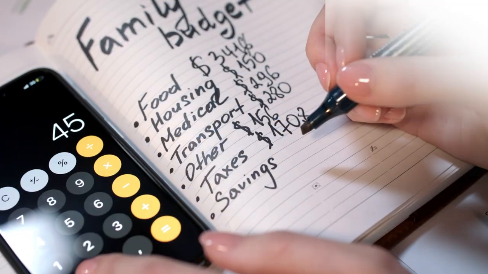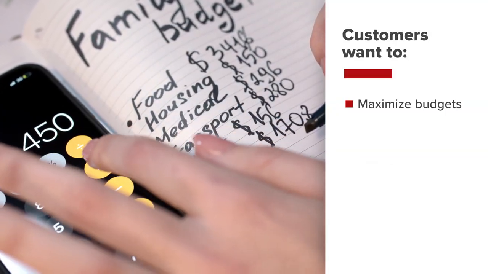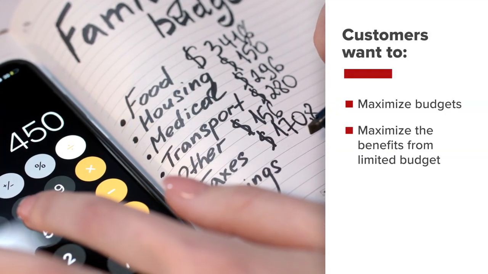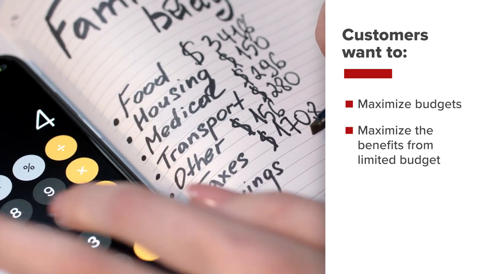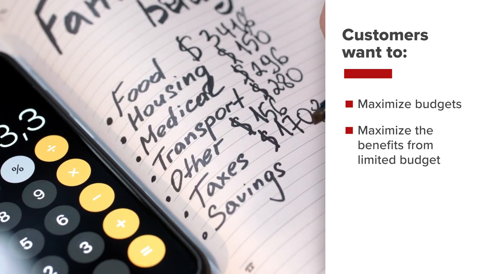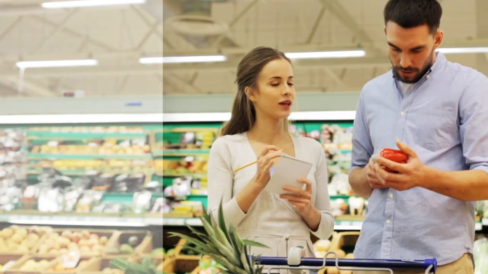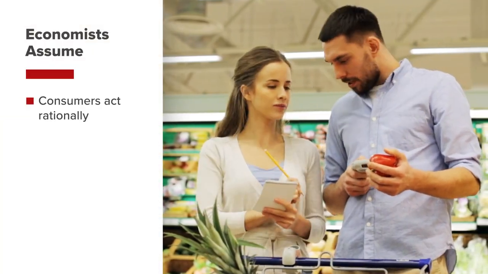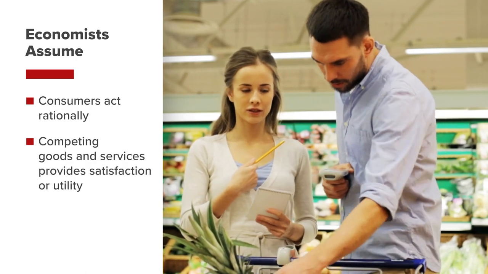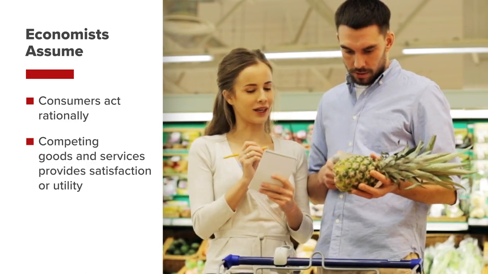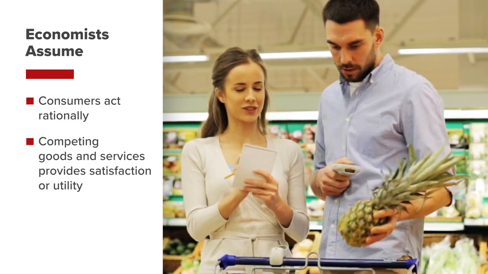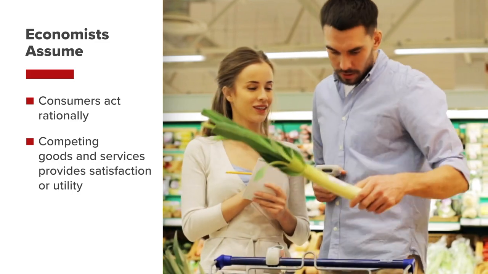Microeconomics assumes that customers want to maximize their budgets or maximize the utility they get from a combination of goods and services subject to the constraints of a budget. Economists assume that consumers act rationally, know that there are competing goods and services that, in different combinations, will provide equal amounts of satisfaction or utility.